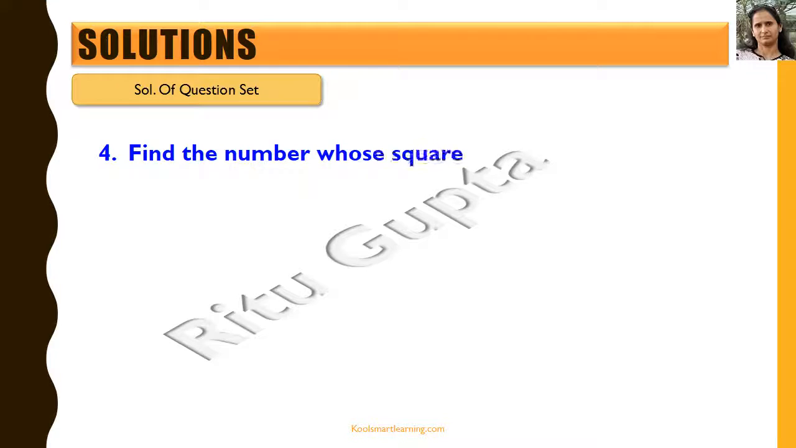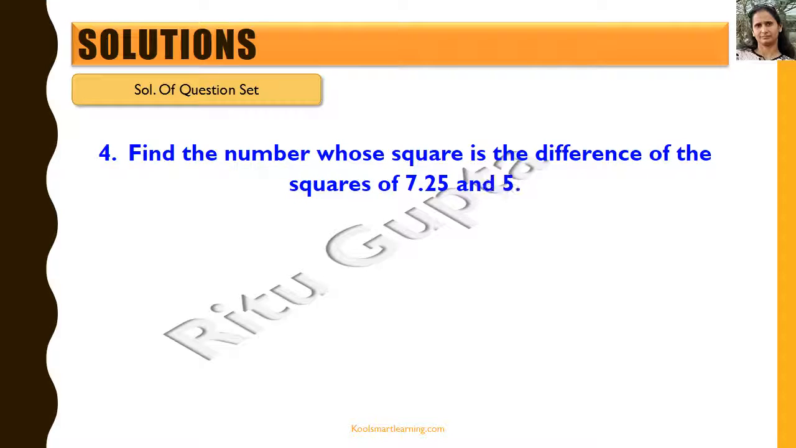Let's now look at the fourth question. We need to find the number whose square is the difference of the squares of 7.25 and 5. So we need to find out 7.25 squared minus 5 squared, and then the square root of the whole of this, which is written as SQRT of this whole thing.